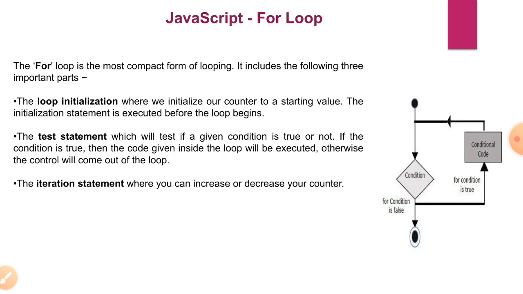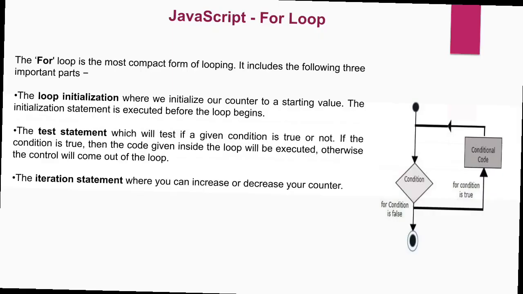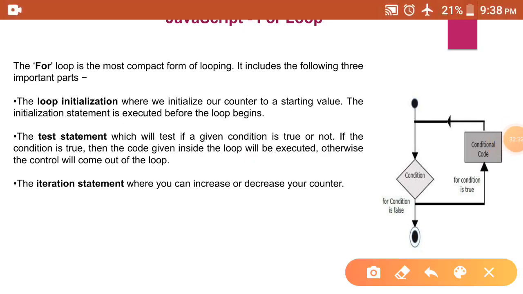And the third one is the iteration statement, where we can increase or decrease our counter value. So mainly in a for loop, first of all we initialize the counter value, and next we check the condition. If this condition is true, the statements will be executed within the loop. If this condition is false, it will come out of the loop. The third one is incrementing or decrementing the counter value.